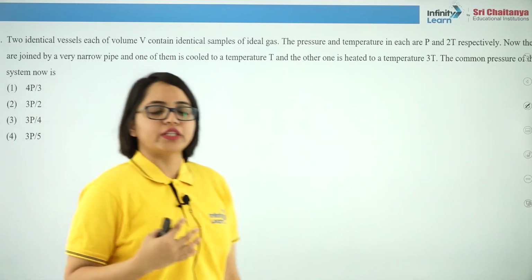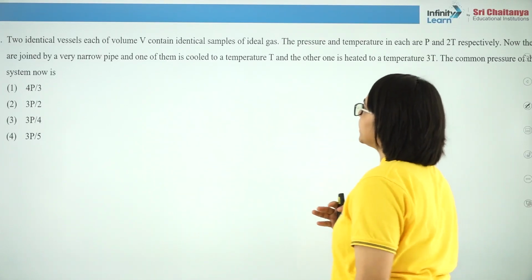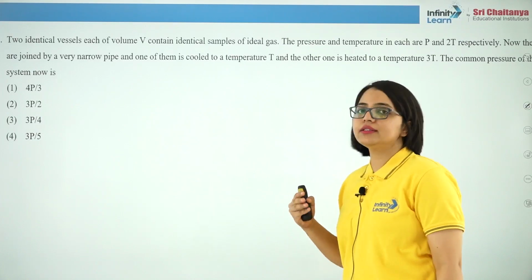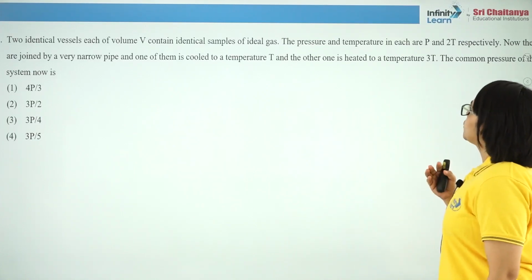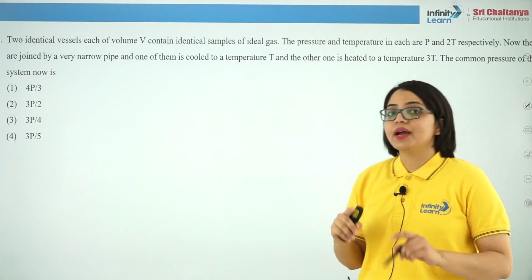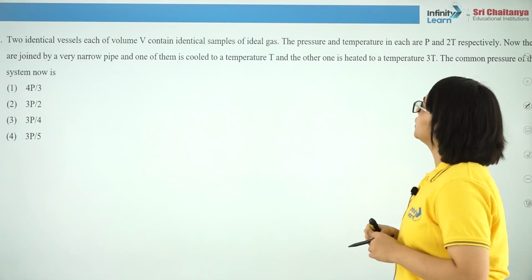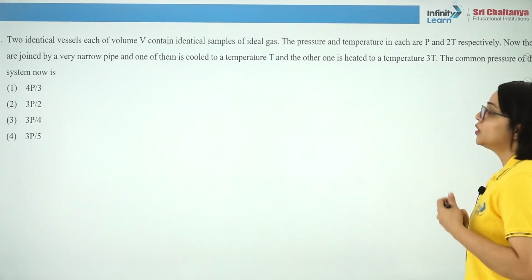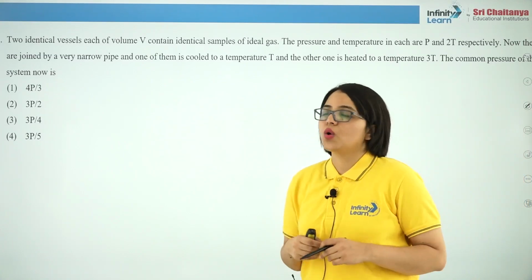Now, let us discuss question number 136. Question is, two identical vessels, each of volume V, contain identical samples of ideal gas. The pressure and temperature in each are P and 2T respectively. Now, they are joined by a very narrow pipe, and one of them is cooled to a temperature T and the other one is heated to a temperature 3T. The common pressure of the system now is.